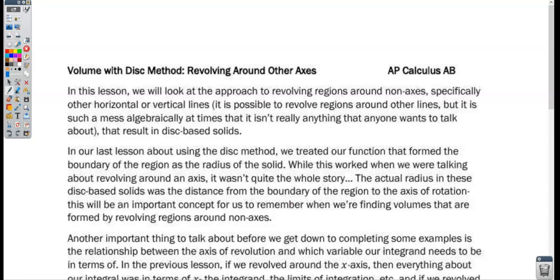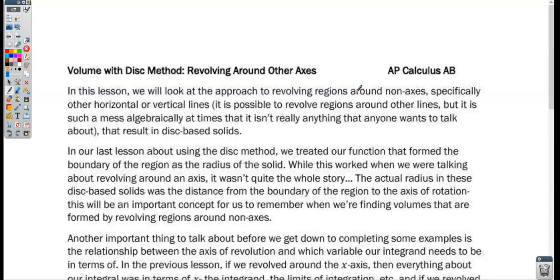In this video we're going to discuss information related to section 8.10 of AP Calculus volume with the disk method revolving around other axes. A little bit of text out front here. It talks about how we're looking at revolving regions around non-axes. Specifically, we're going to focus on other horizontal or vertical lines.